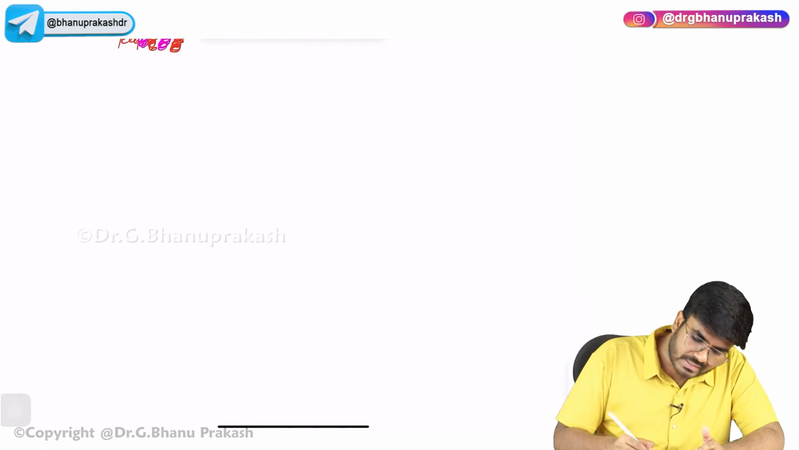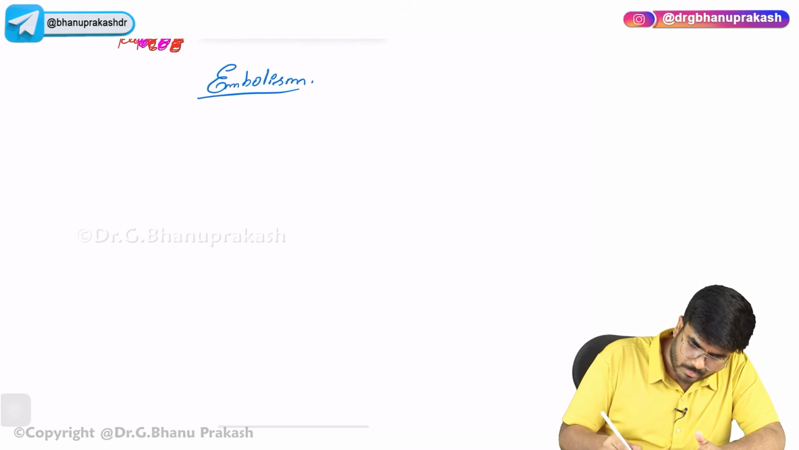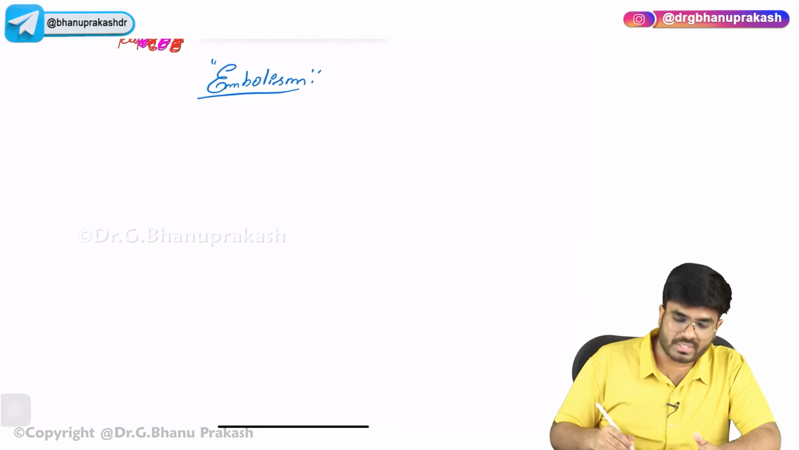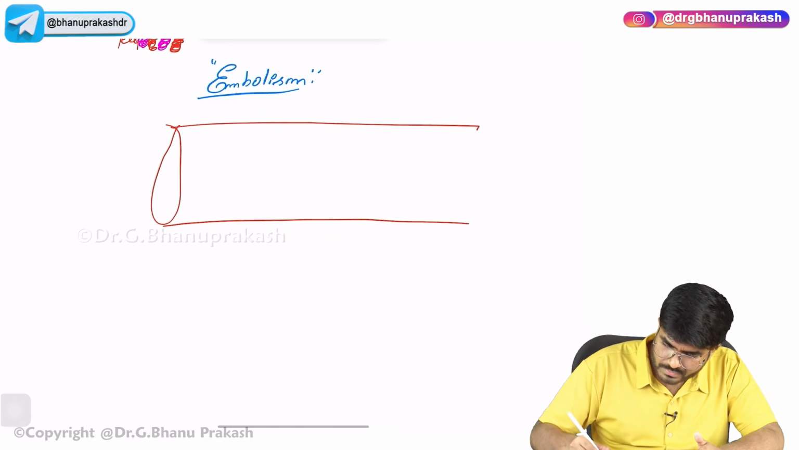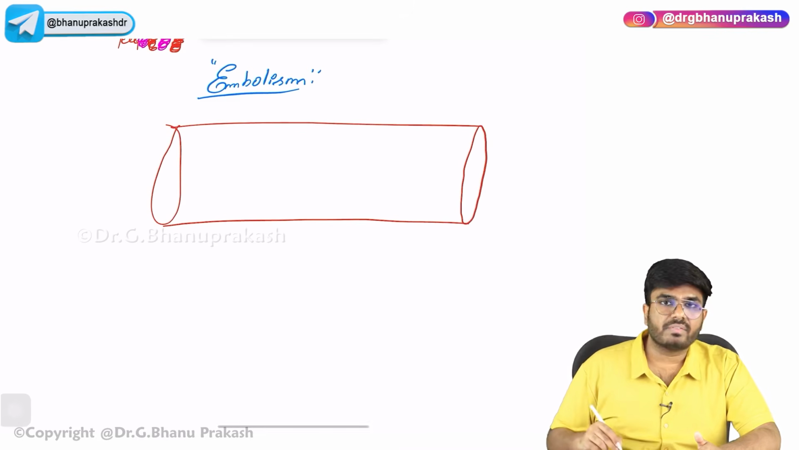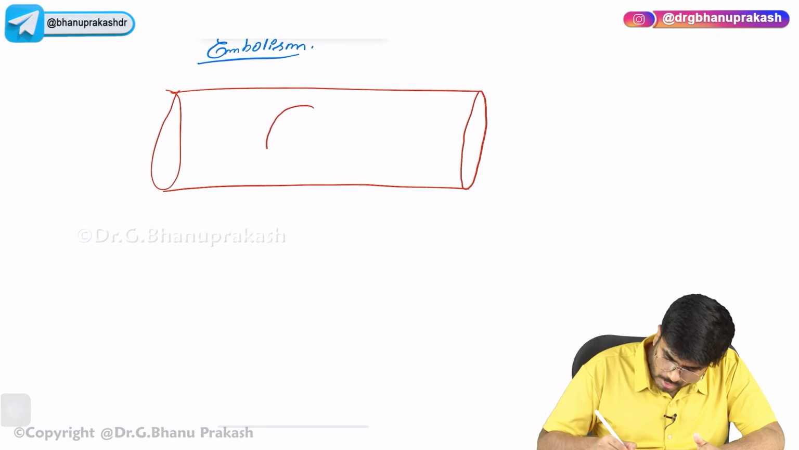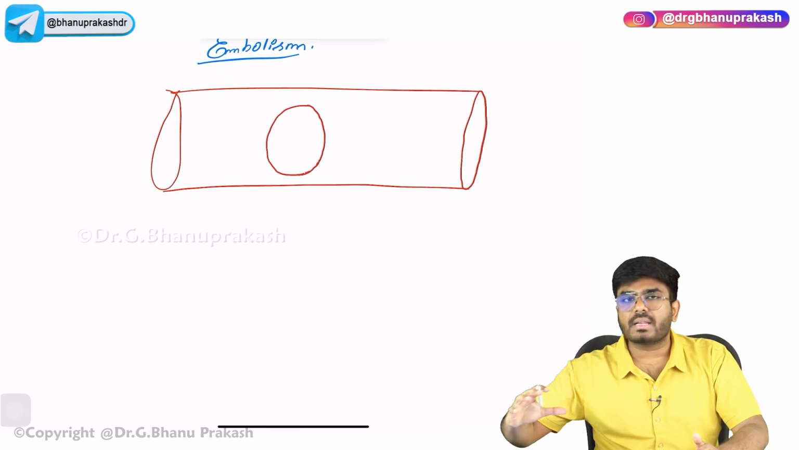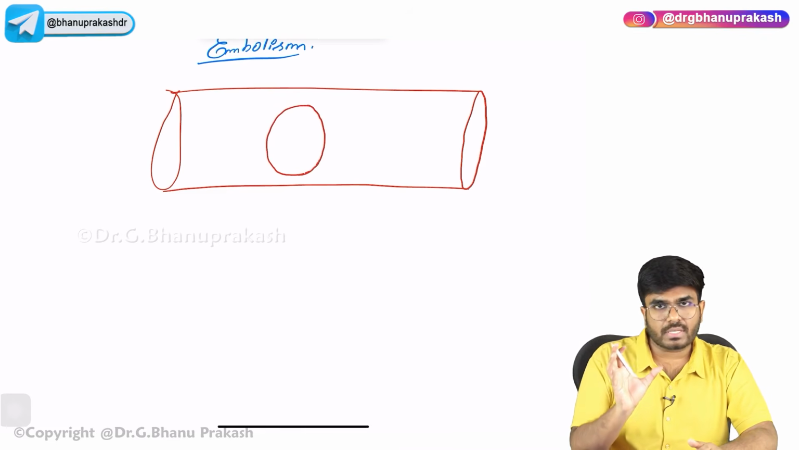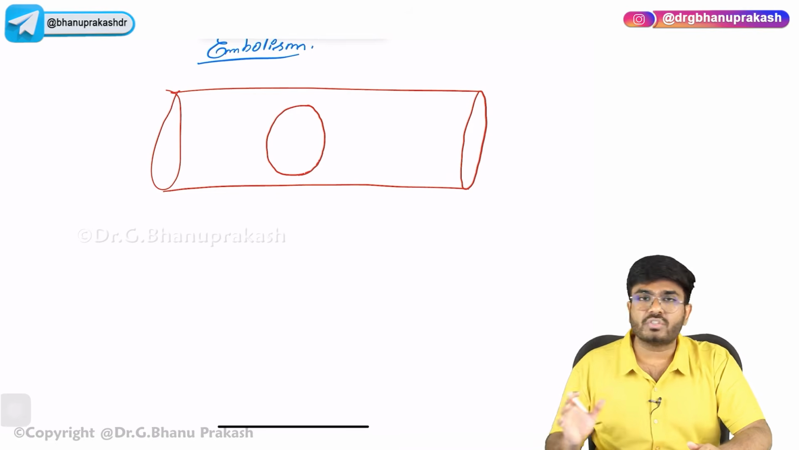Now after this, let's discuss embolism. So what exactly is embolism, sir? Say here is a blood vessel wall. Now in this blood vessel, this clot is moving. It is freely circulating within the blood vessel. Now there is a thrombus which is freely circulating. It is not attached to the wall.